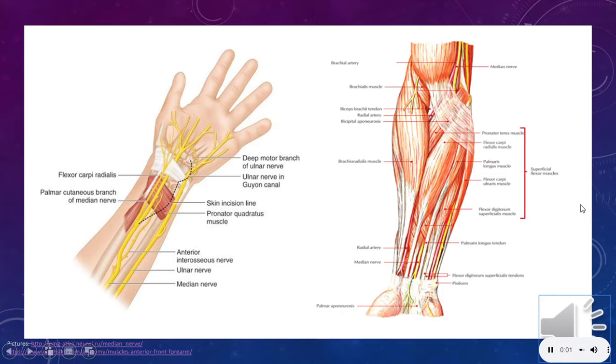The picture on the left shows the median nerve, and it also shows the two branches. So you can see it has the palmar cutaneous branch and then the anterior interosseous branch. And then the picture on the right shows how the nerve runs through the carpal tunnel with all of the tendons.